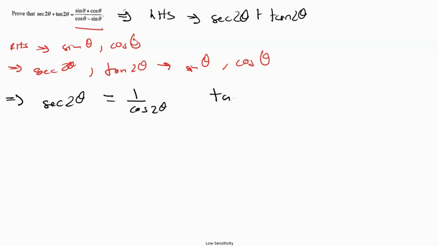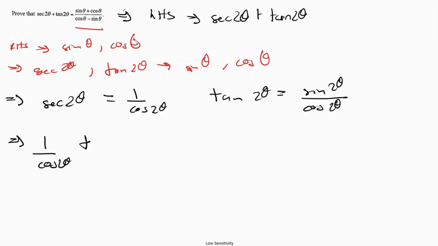And what is tan 2θ in terms of cosine and sine? We know that tan θ is the same as sin θ over cos θ. So this becomes sin 2θ over cos 2θ. Alright, so what does that mean? That means the left hand side is 1 over cos 2θ plus sin 2θ over cos 2θ.